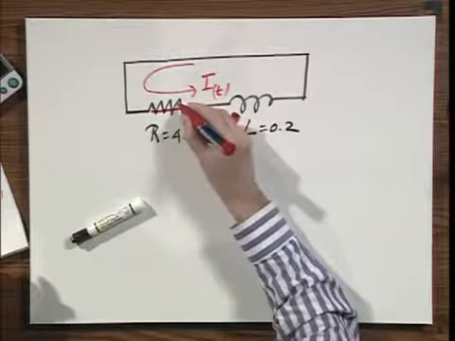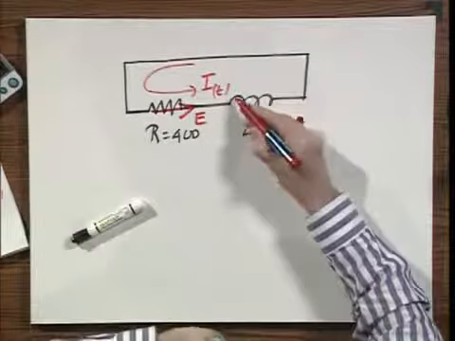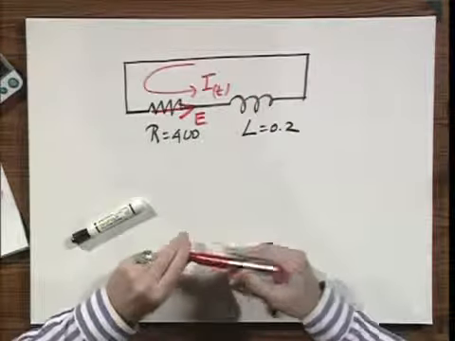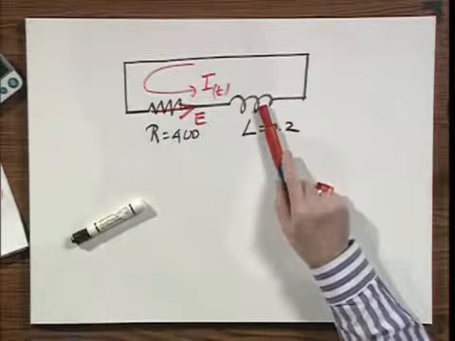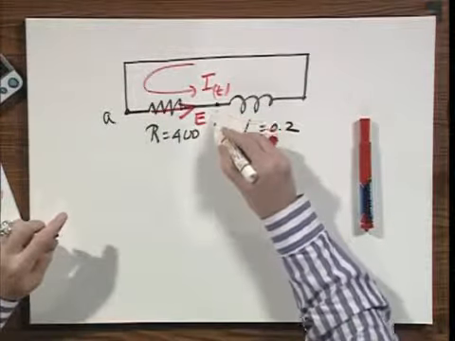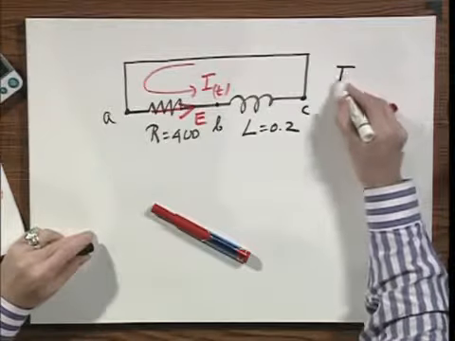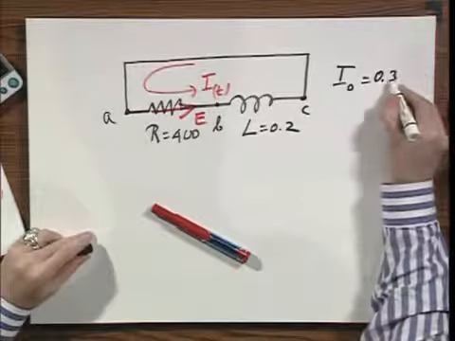There is an electric field only in the resistor. There is no electric field in the self-inductance. The self-inductance is made of superconducting wire. No electric field in here. We call this point A, we call this point B, and we call this point C. And at time t equals 0, we have 0.3 amperes.